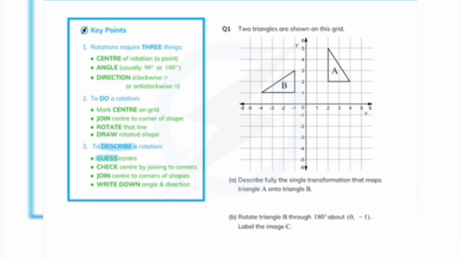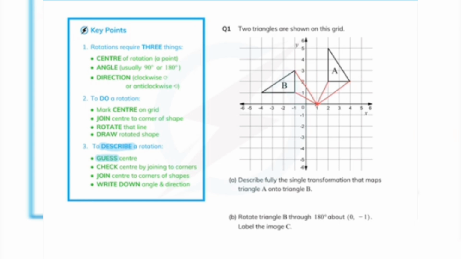So let's try a different center. Let's move across one and try this center here. And we can see, if we join it to this corner, in each case, that those lines are the same length. But we ought to check on another corner as well. So I'm going to check on this corner here, which is equivalent to that corner up there. And you can see that those lines are the same length as well. And so that is the center of rotation.